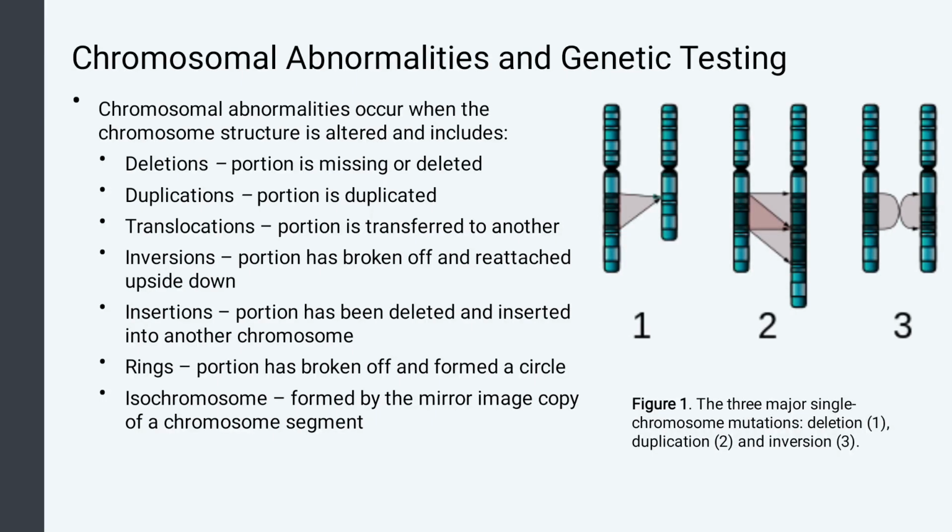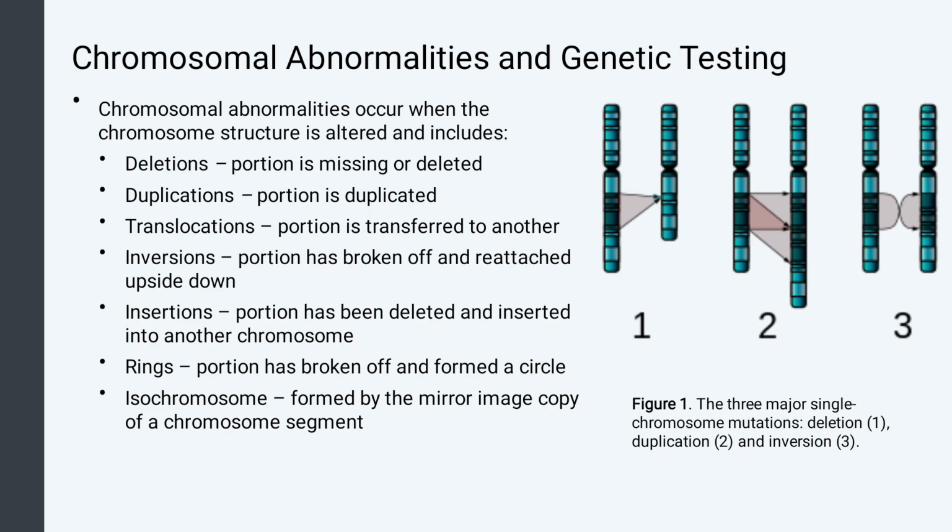Chromosomal abnormalities occur when chromosome structure is altered. These are examples of alteration of the chromosomal structure. We have deletion, where a portion is missing or deleted. Next is duplication, where a portion is duplicated or multiplied; instead of one, you have two. Next is translocation, where a portion is transferred to another chromosome.